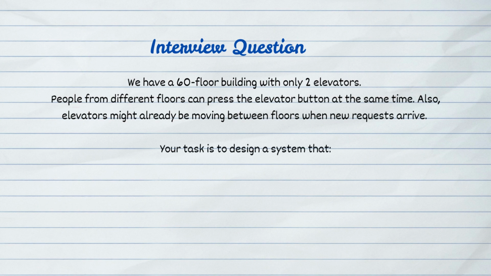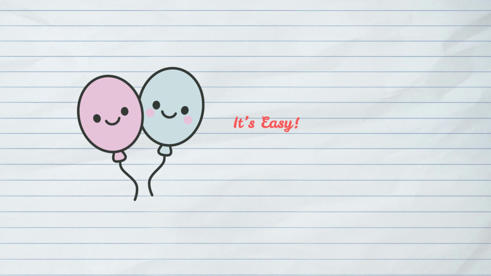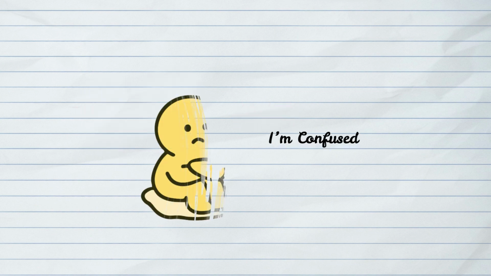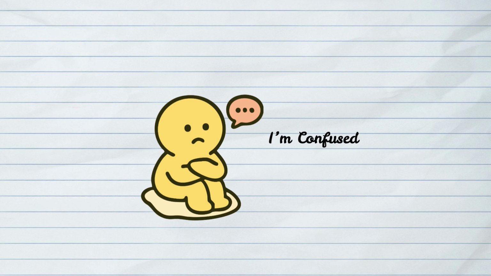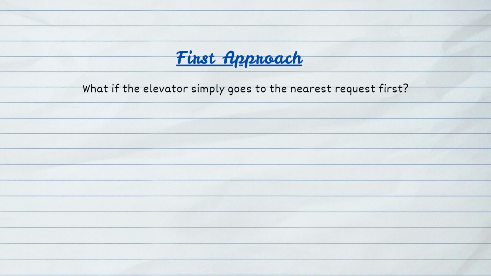Your task is to design a system that decides which floor the elevator should go first, when the elevator should go up or down, and how we can reduce the waiting time for people. At first, I thought this was a simple problem, but once I started thinking about it, it became much more complicated. Let's understand why. My first approach was, what if the elevator simply goes to the nearest request first?